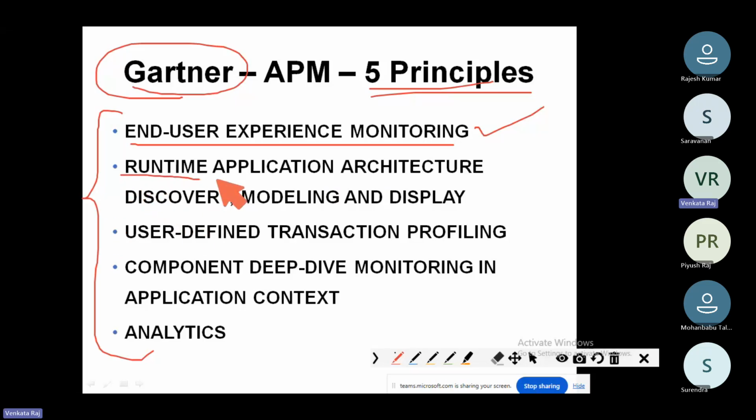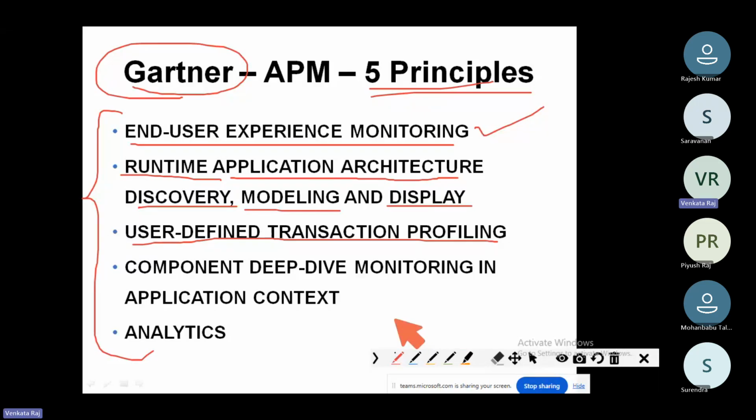Then runtime. During runtime, can the tool discover the architecture of the application, model it, and display it? Can that be done? Or is the application doing it? Next, user-defined transaction profiling.